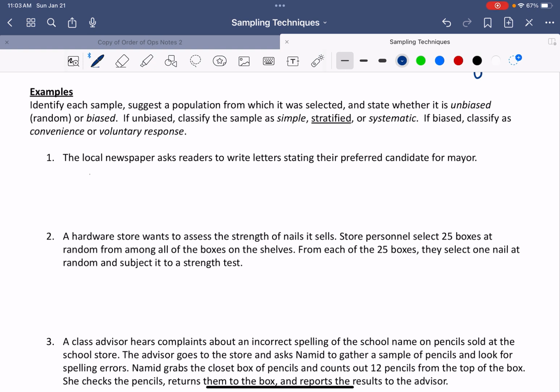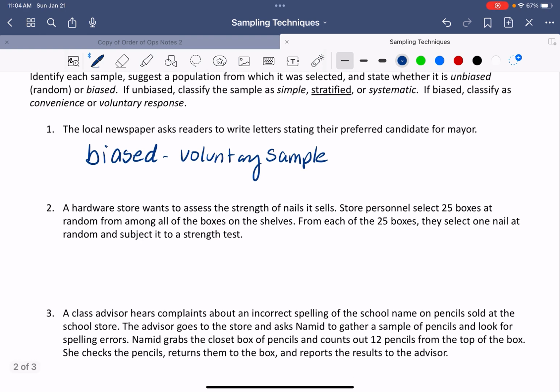My gut says, ooh, this one is a little bit biased. And if I'm going to look at the biased, is it going to be convenience or voluntary? Well, the readers have to decide that they're going to participate in this survey. So this would be a voluntary response, a voluntary sample. Here I'm going to say voluntary sample. Okay, so the readers have to do this on their own, of their own volition.